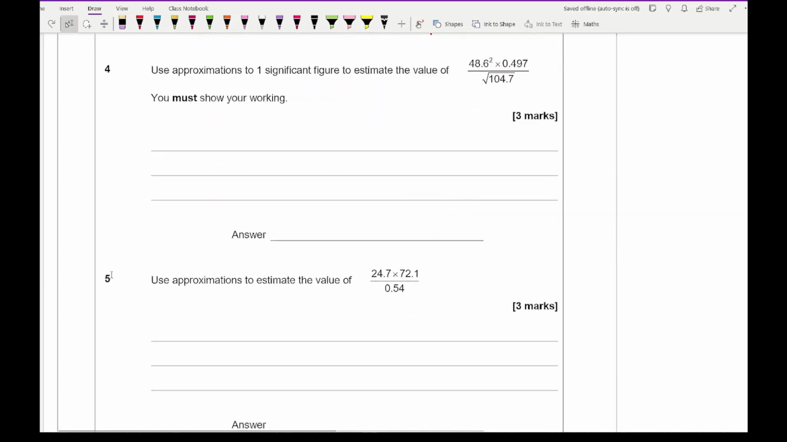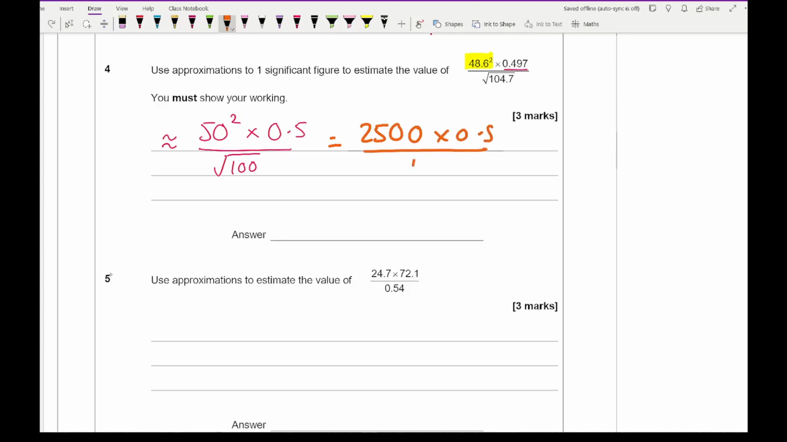Then for question 4, it says use approximation to one sig fig to estimate the value of this. So again, looking at this number here, we're going to round that number to the nearest sig fig, which is the nearest 10, so that's going to be 50 squared, and multiplied by the next number to the nearest sig fig, which is 0.5, and that's being divided by, and then this number to the nearest square number, which is 100. Now 50 times 50 is going to be 2,500. Then we multiply that by 0.5, and then the square root of 100 is 10.